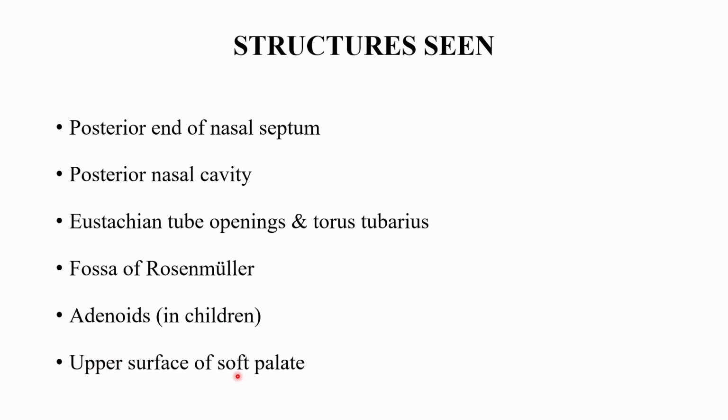And upper surface of the soft palate. These are the normal structures which are visible. So if anybody asks you a question regarding any pathology, you will be able to visualize. So you have to say adenoid hypertrophy, not simple adenoids, because simple adenoids is a normal structure which is present. But as you all know, they disappear after the age of 15 years.